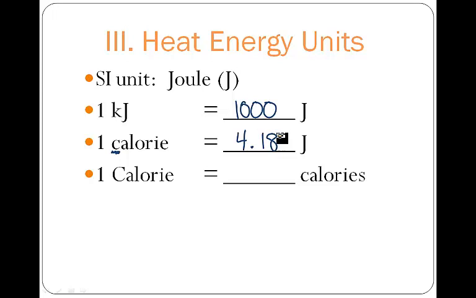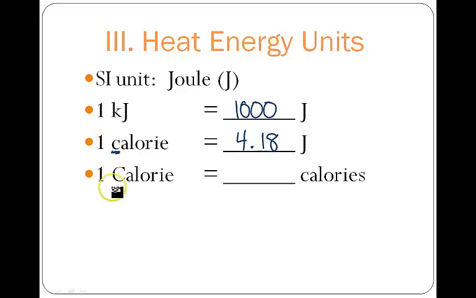So what's bigger, a calorie or a joule? Well, a calorie is bigger, right? Because it takes 4-ish joules to make 1 calorie. It's kind of like it takes 4 quarters to make a dollar, so a dollar is worth more. A calorie is worth a little bit more than a joule.